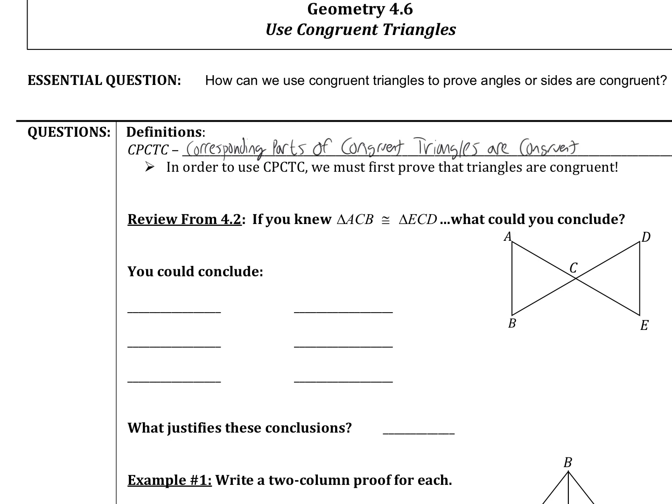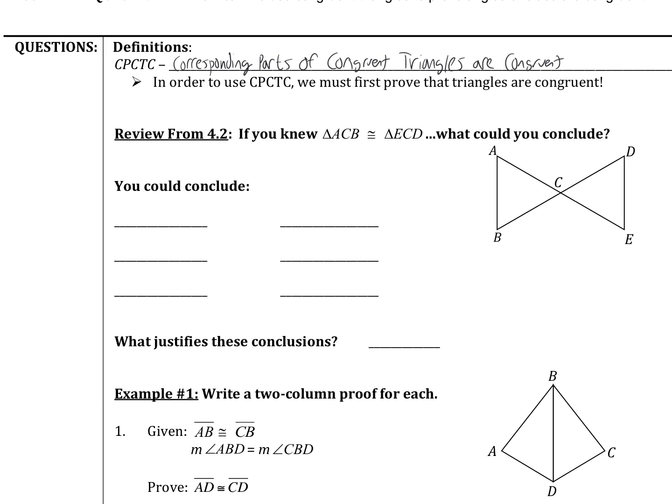Okay? All right, so we don't have a warm-up here, but it says, if we know that triangle ACB is congruent to triangle ECD, what could you conclude? So I want you to list the sides and angles that are going to be congruent here, okay? We're going to call this angle 1 and this angle 2 right here, okay? I want you to pause the video and see what would match here.